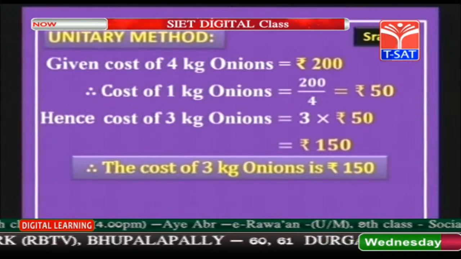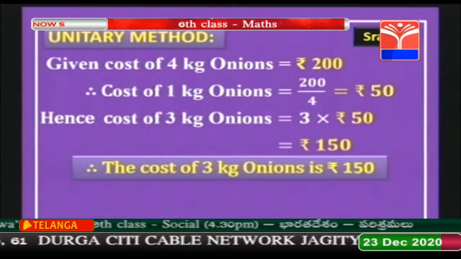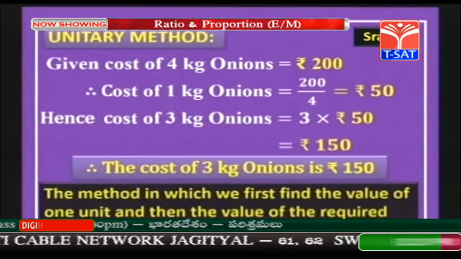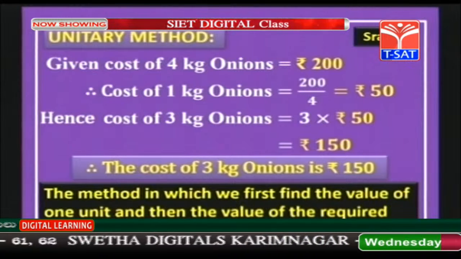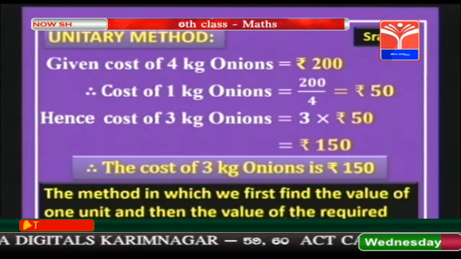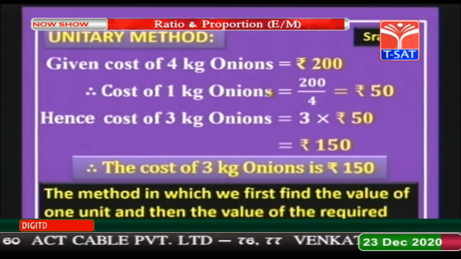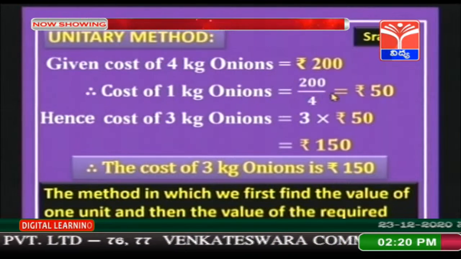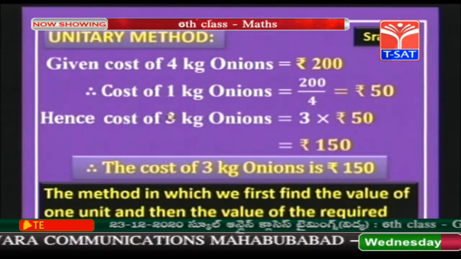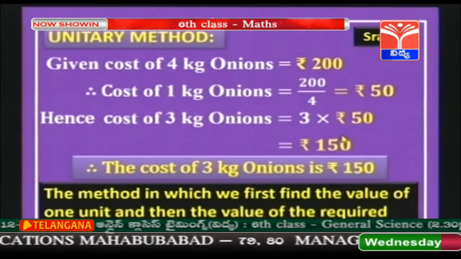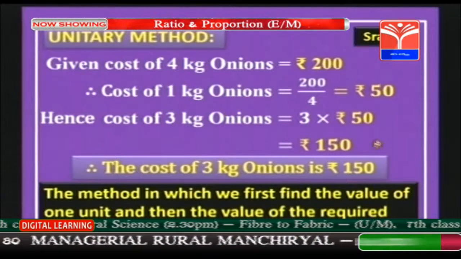So this method of simplifying the problem, we call it as unitary method. Now why do we call it as unitary method, children? Because in this method, we first find the value of one unit and then find the value of the required number of units. So actually first we calculated the value of 1 kg of onion, then what we want? 3 kg of onions. So we calculated the amount for 3 kg of onions. So this method of simplifying the problem, we call it as unitary method.